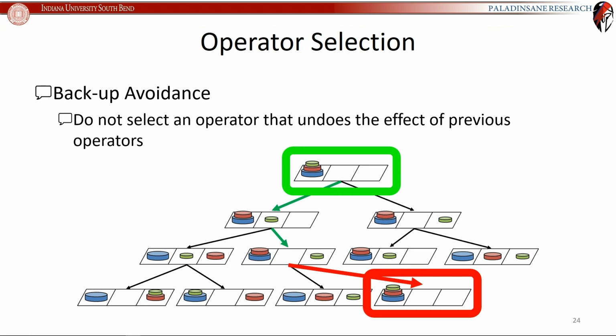So we just have this built-in strategy that we use in problem solving that works most of the time, known as backup avoidance. Don't select an operator that undoes the effect of what you've been doing so far.